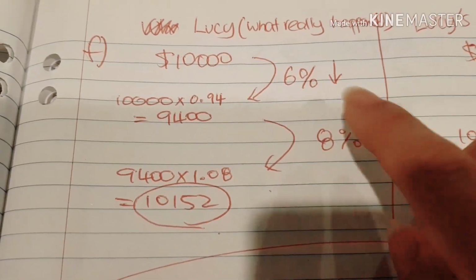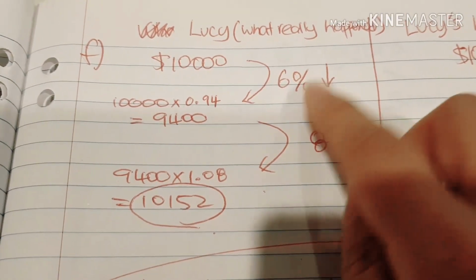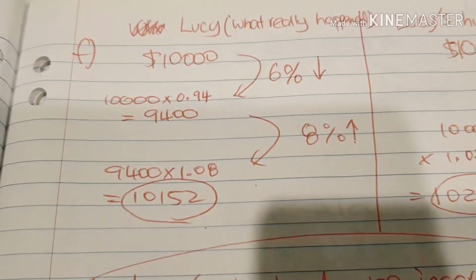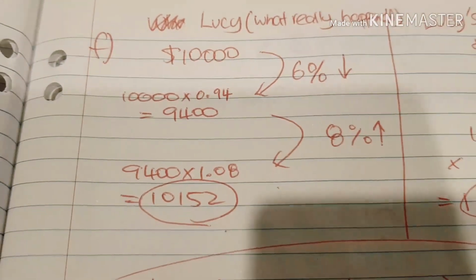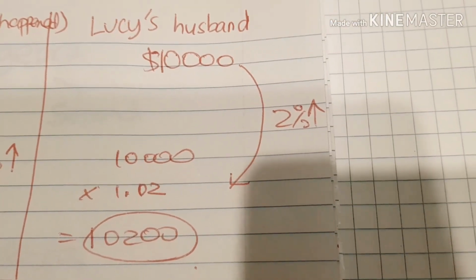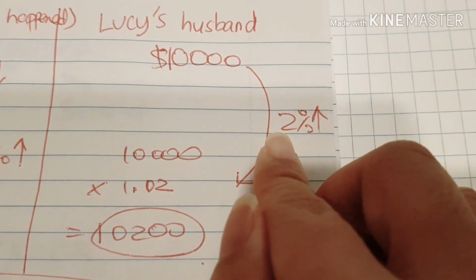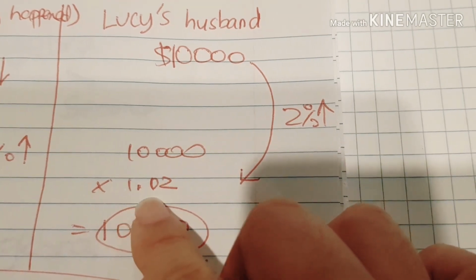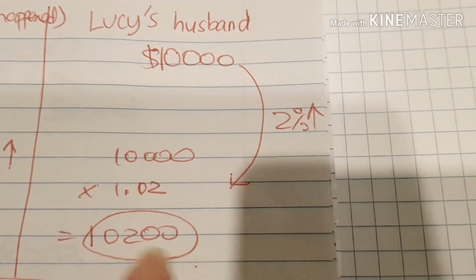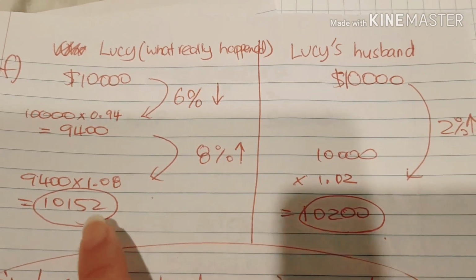But the husband thinks since it's depreciated by 6 and increased by 8, the difference is 2, right? So the husband is saying that over the whole year, it has only increased by 2%, and we'll see whether it's actually true. Okay, so this is what Lucy's husband is actually saying. 10,000 increased by 2%, so therefore 100 plus 2% will be 1.02, multiply together, and he's saying it's this amount. But is he correct? Is that right?